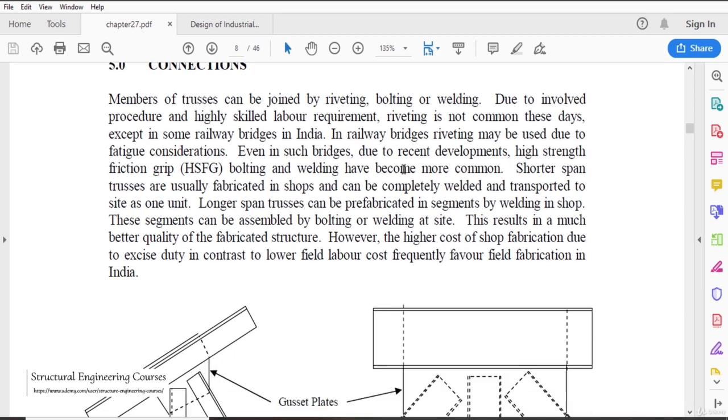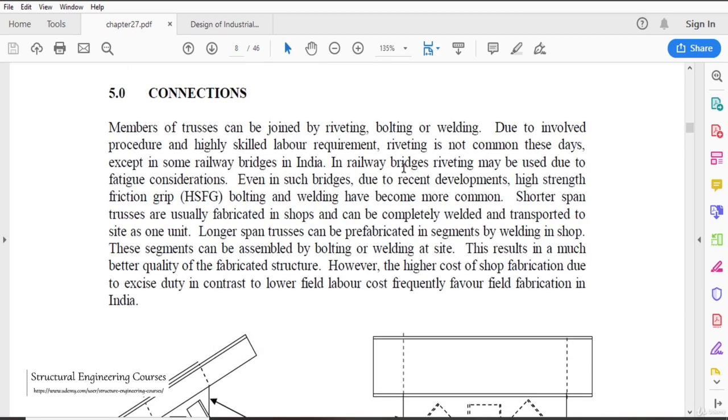And connections. Most of the railway bridges in India, US, UK, or various other countries are made of steel, and their connections are either by riveting or bolting. Welding is somewhat less desirable, as bolting and riveting is the most common connection type that I have personally seen in railway bridges. Due to the involved procedure and the high skill needed, riveting is not common these days, but when we are talking about the old structural steel bridges, riveting is always there.